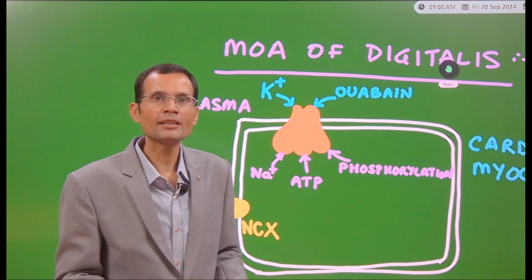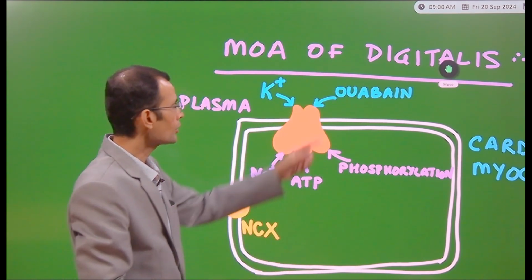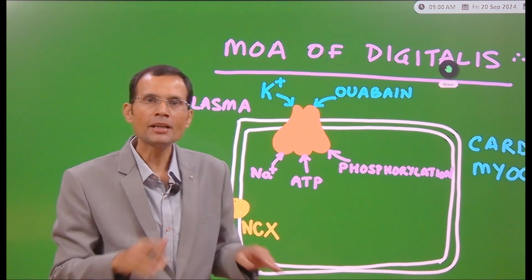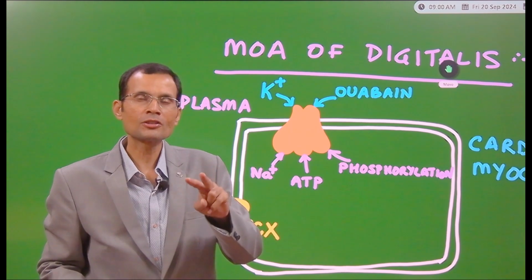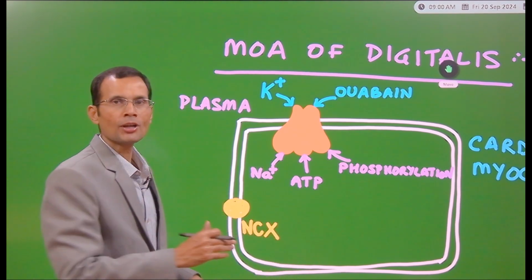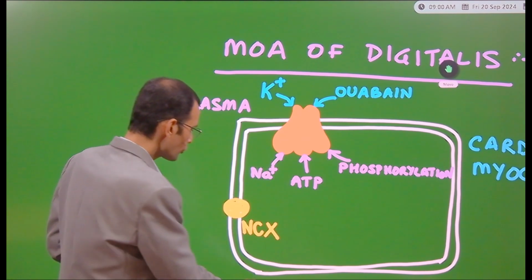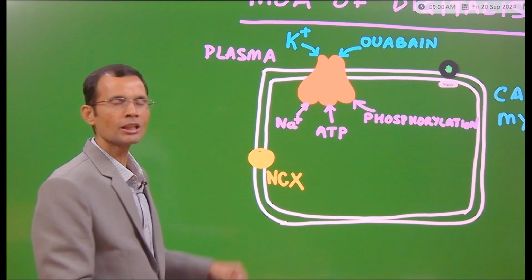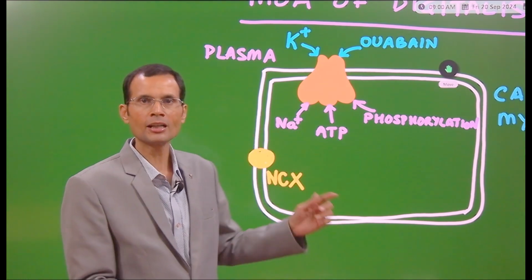Actually, what happens is digitalis binds with the pump on the ouabain binding site and it inhibits the pump. It inhibits the sodium potassium pump. And since sodium potassium pump is inhibited, the secondary active transporters which were dependent on the sodium potassium pump activity, they also will not work. And I'm particularly talking about the NCX, sodium calcium exchanger, in the myocardial cell membrane.